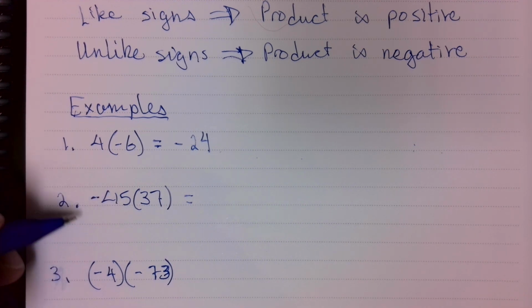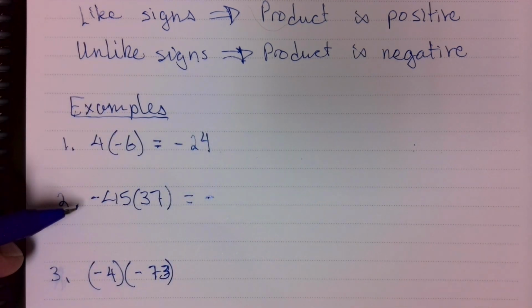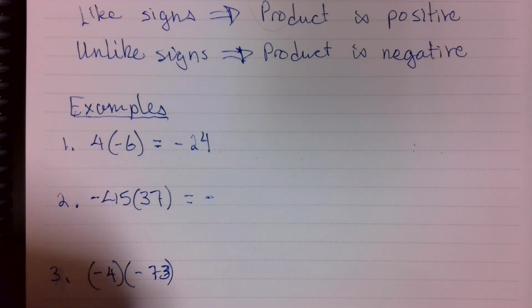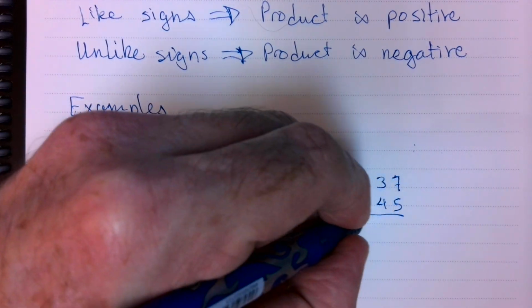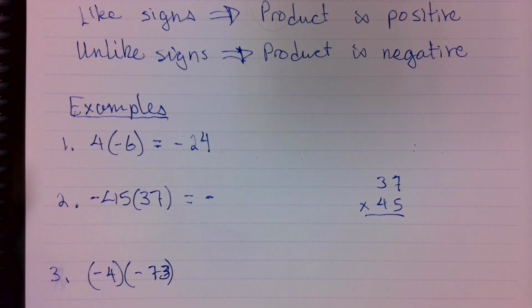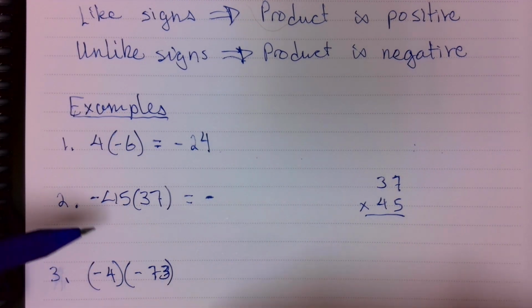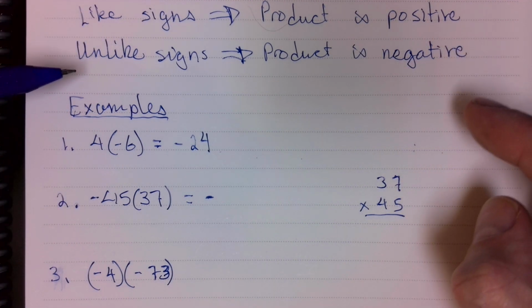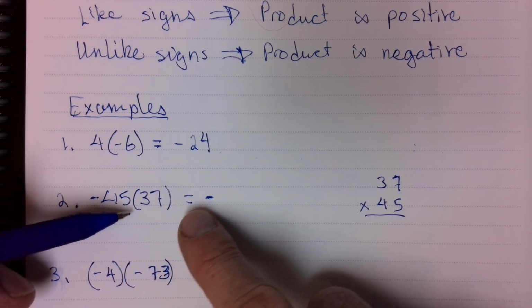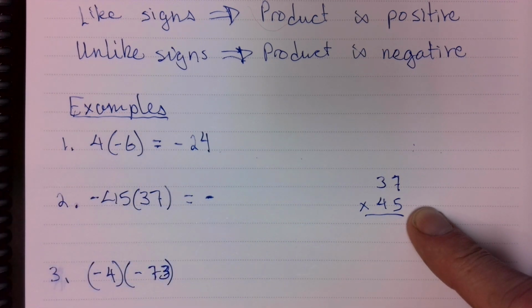Okay, once again here, I see negative 45 times 37. So my answer will once again be negative. Unlike signs, product is negative. I'm going to have to do a little work to do this one here, because I got to do 45 times 37, but that's okay. And notice, all we're doing is building on what we already know with multiplication of whole numbers with this business of the signs, okay? So the fact that I got one positive and one negative means my result is negative, and to actually find the numerical part of my answer, I just do 37 times 45.